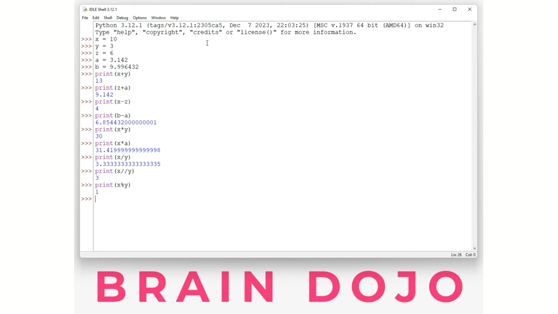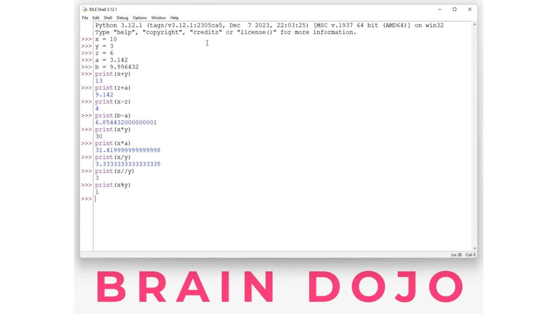So the remainder was actually 1. Basically 3 multiplied by 3 gave you 9. The total number was 10, so the remainder was 1. So if you don't want your answer as a decimal, if you want your answer as a whole number and a remainder, this is how you get it.